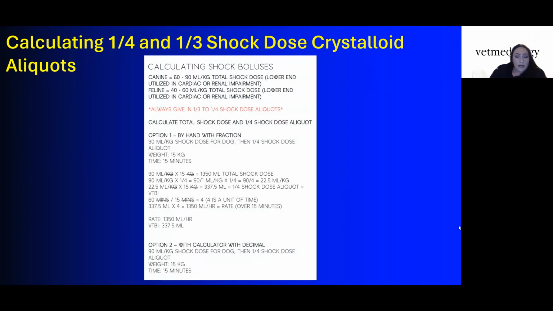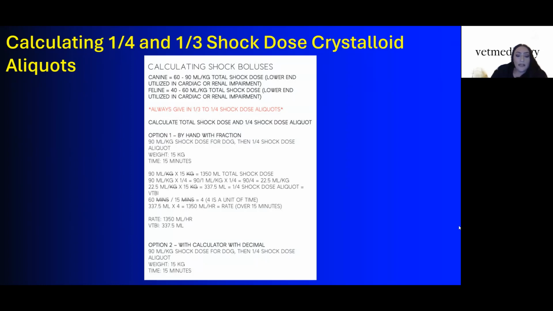So option one is by hand with the fraction: 90 mls per kg shock dose for a dog, then quarter shock dose aliquot. We need to figure that out. Weight is 15 kilograms, and the time it's going to be given over is 15 minutes. So 90 mls per kg times 15 kilograms equals 1350 mls, which is our total shock dose. So 90 mls per kg times 1/4 equals 90 over 1 mls per kg times 1/4, which gives us 90 divided by 4, or 22.5 mls per kg.